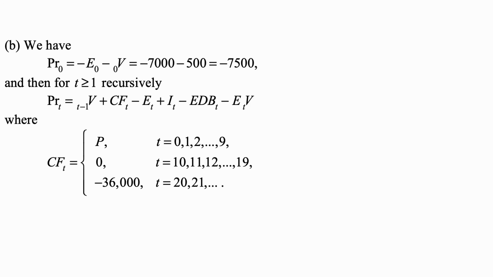Well, the cash flow is the premium for t equal to 0, 1, and so up to 9 for the first 10 years. No cash flows for the next 10 years, and then negative 36,000 for t equal to 20, and so on.